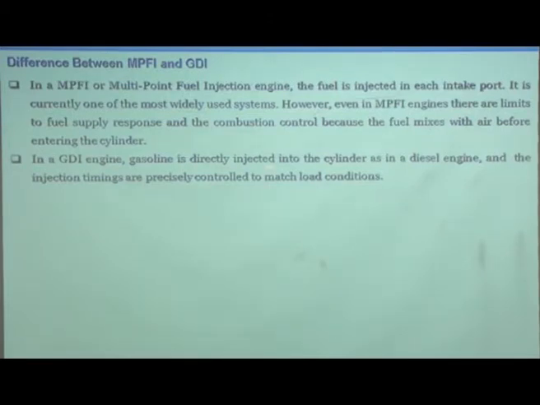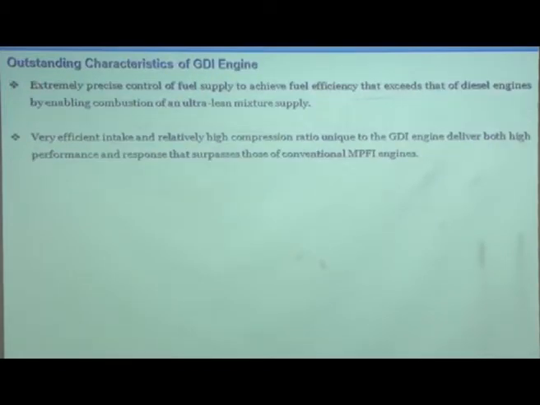So in a GDI engine, gasoline is directly injected in the cylinder, just like in a diesel engine, and the injection timings are precisely controlled to match the conditions. So the response time of GDI is much faster than even a PFI engine. Extremely precise control of fuel supply achieves fuel efficiency that exceeds diesel engines by enabling combustion of ultra lean fuel mixture. I told you in ultra lean mode you can go up to an overall air fuel ratio of 30 to 40. Very efficient intake and a relatively higher compression ratio unique to the GDI engine deliver both high performance and response that surpass a conventional MPFI engine.